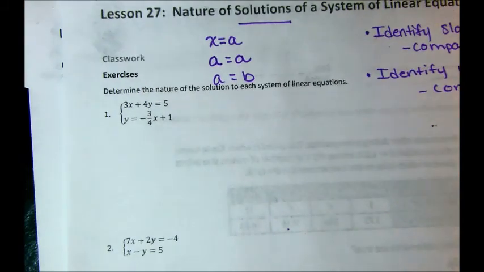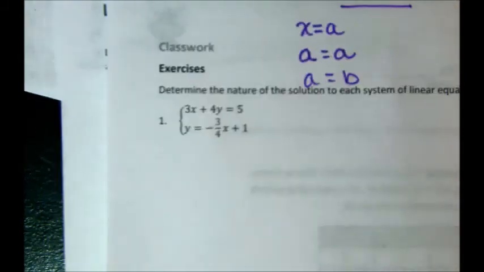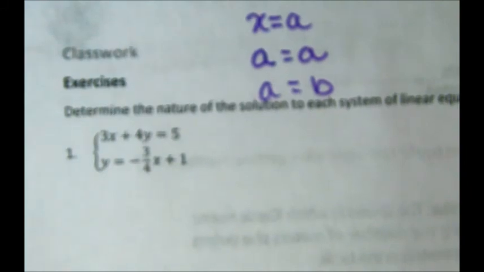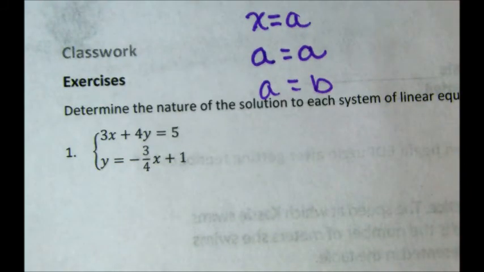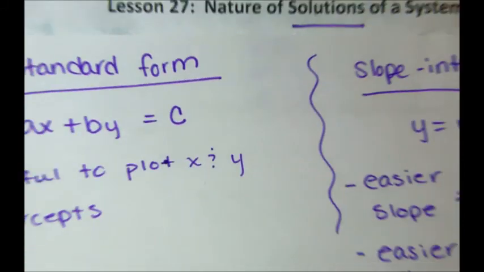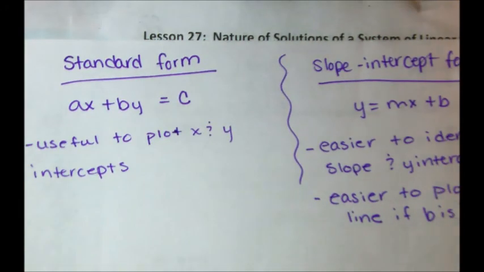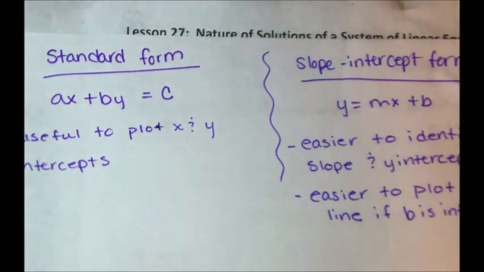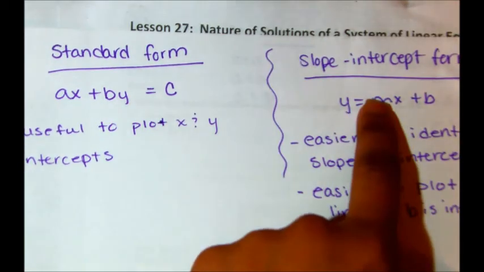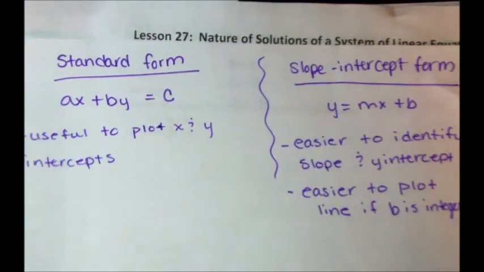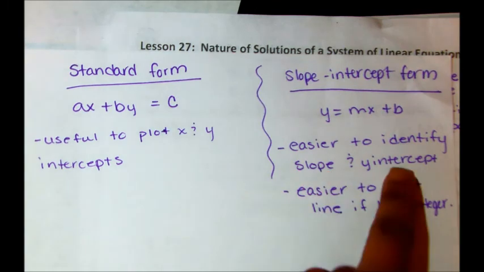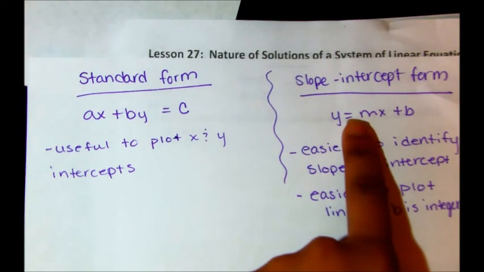I'm going to zoom in on number one. So we've been asked to determine the nature of the solution to each system of linear equations. Well, I know that I can be given equations in several different forms. Particularly, I've been given one equation in standard form and one in slope-intercept form. It's easier for me to identify my slope and y-intercept when an equation is in slope-intercept form.